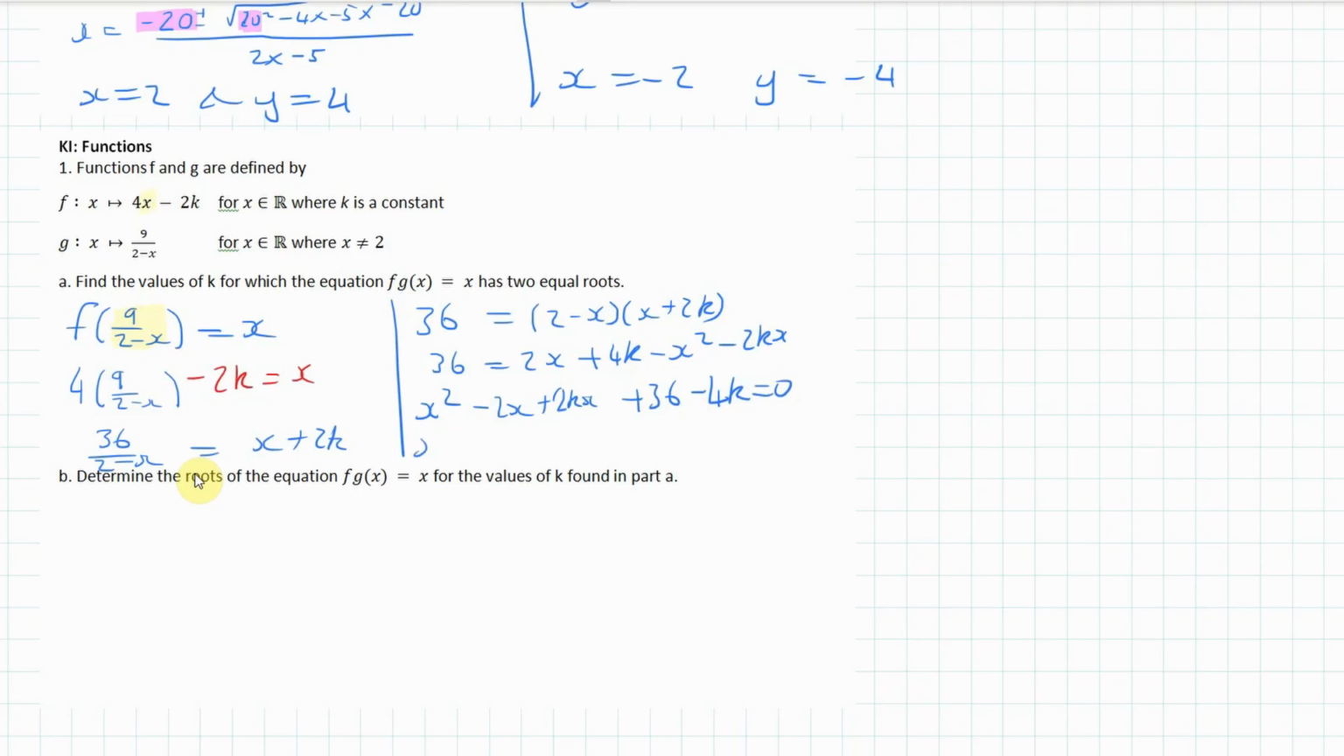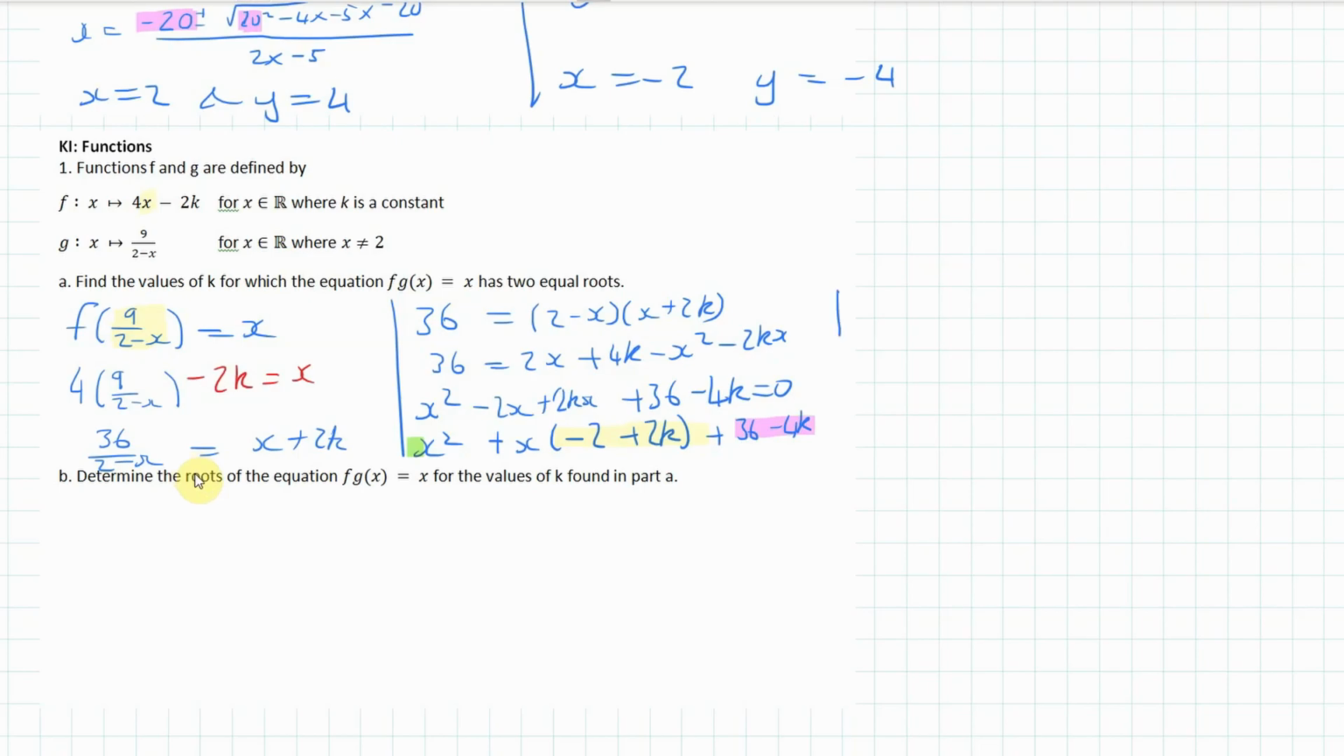Let's gather all of our like terms. So we've got x squared, and then plus x into minus 2 plus 2k, and then plus 36 minus 4k. So we've got our a value here, we've got our b value here, and we've got our c value here.